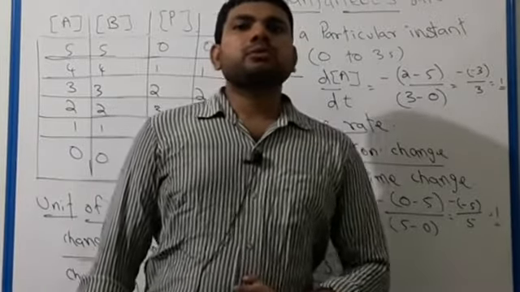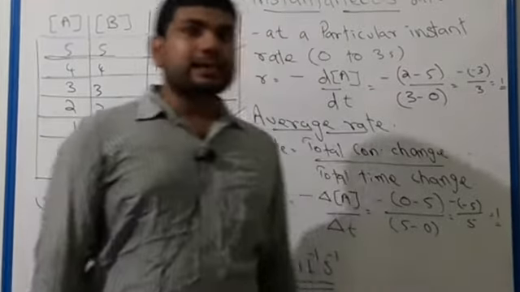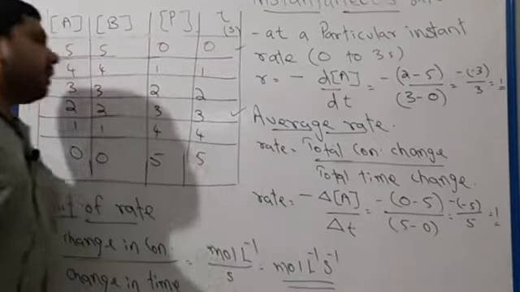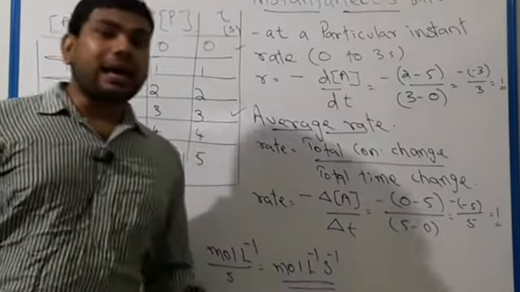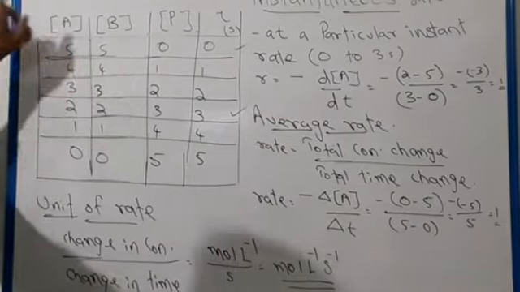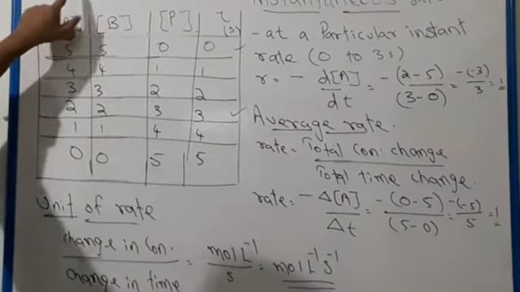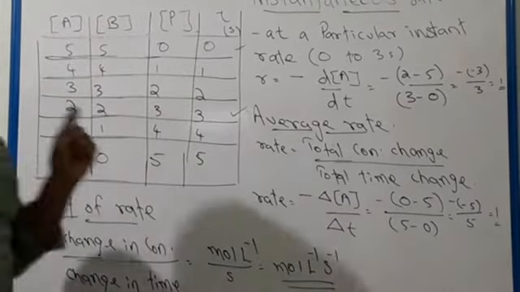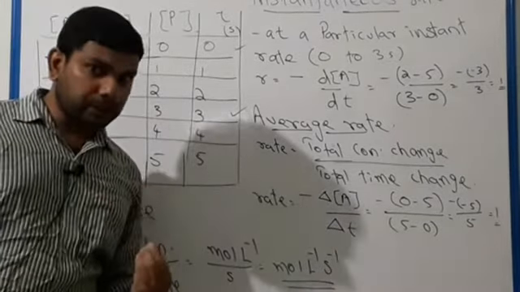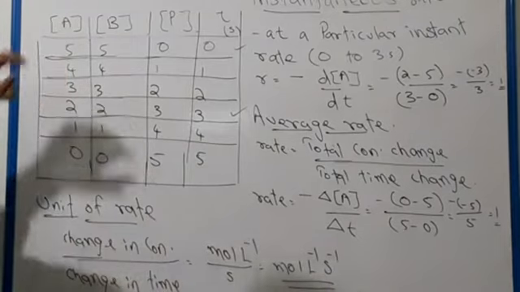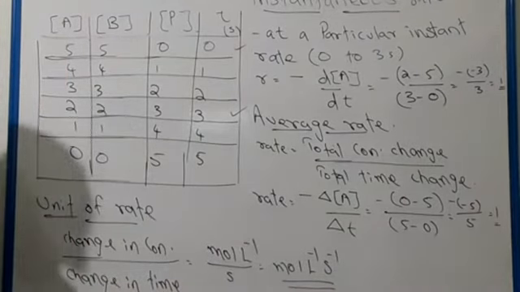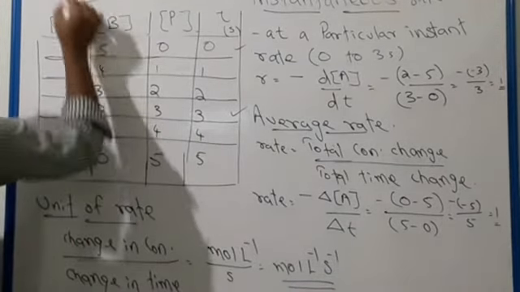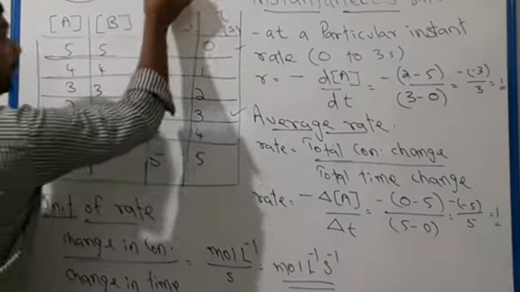Next one we have to discuss here, instantaneous rate and average rate. Consider a chemical reaction, A and B combine to form product P. A and B react to form product P. Okay, we know here A and B are reactants and P is product.